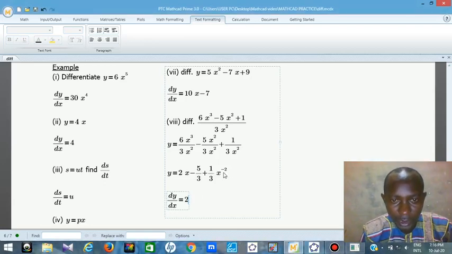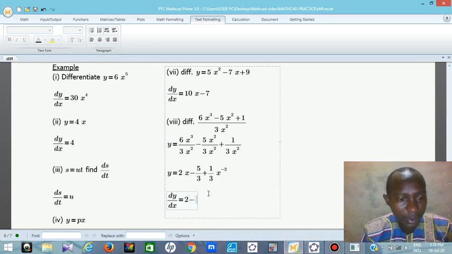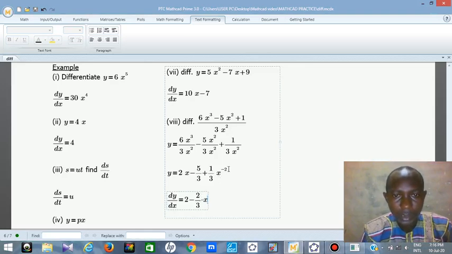Then the next one is this x raised to the power minus 2. If I differentiate this, the coefficient of x raised to the power minus 2 here is 1 over 3. So minus 2 will times the coefficient, so we are going to have minus 2 over 3. That is the answer for this side. Then for x, we now subtract 1 from the power, based on the basic rule now.